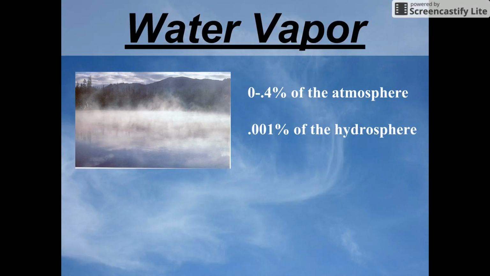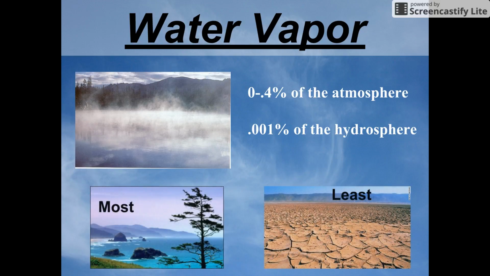The gas form of water makes up 0 to 0.4% of the Earth's atmosphere and 0.001% of the hydrosphere. Therefore, the atmosphere above oceans would have the highest amount of water vapor above it, and the deserts would have the least amount of water vapor above it.